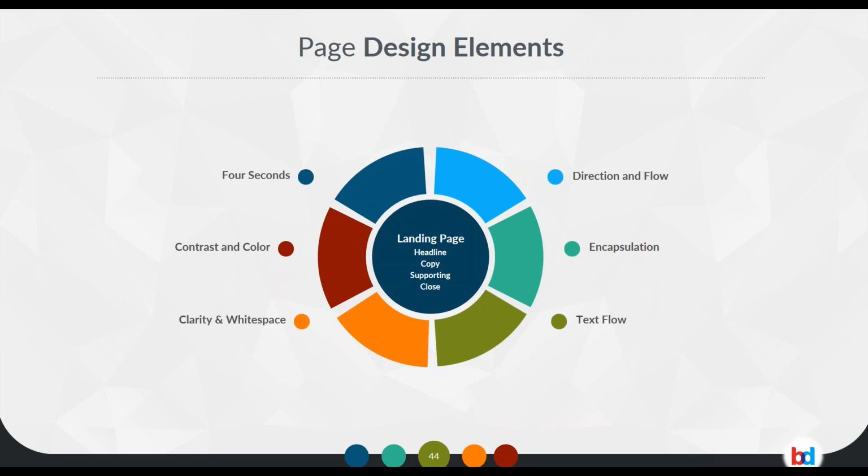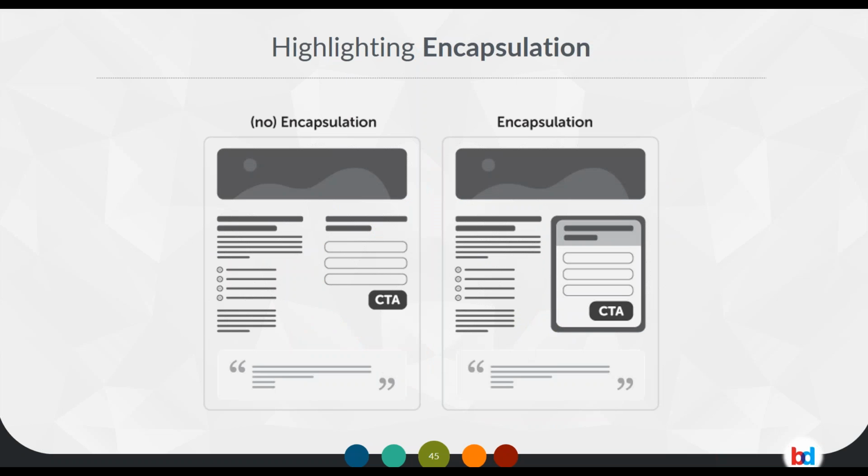Then 2 ideas you may not have heard of. One is encapsulation and the other is text flow and understanding directional cues. All of these elements come together to make an effective landing page. And these elements primarily focus on the styling of the headline, copy, the supporting, and asking for the sale. So let's talk about some things you probably haven't heard of. And you can use these things in template selection or in evaluating designs that designers may bring you.